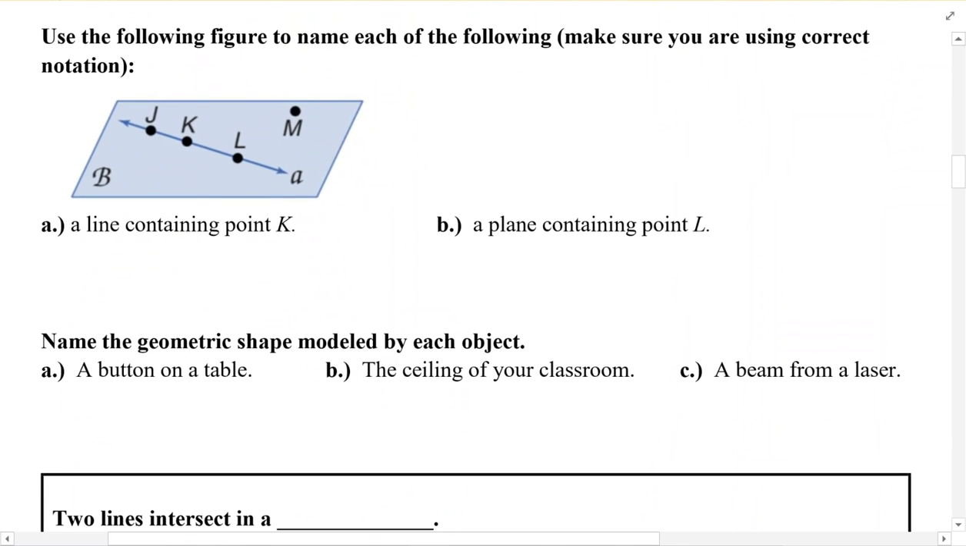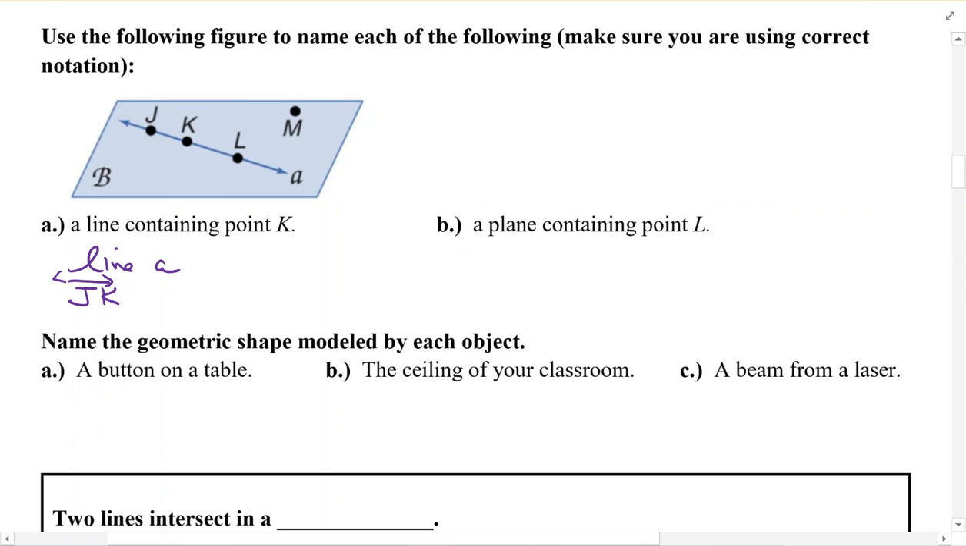So looking at this picture, I want you to name a line containing point K. We could name the line A, or JK, or JL, or KL.